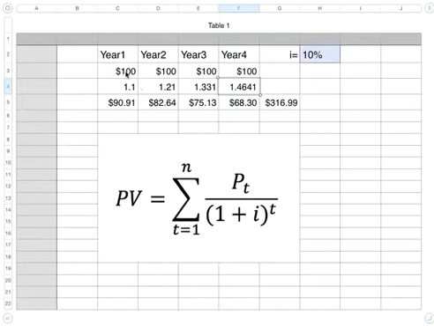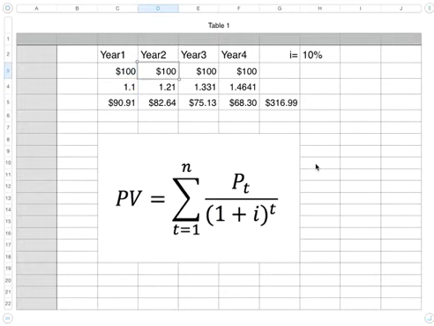So what we do is that for every year, we take the payment in that year. So that's PT right here. So it's 100, and we divide by the appropriate discount factor. So in year 1, that's 1.1. 100 divided by 1.1 is equal to $90.91.